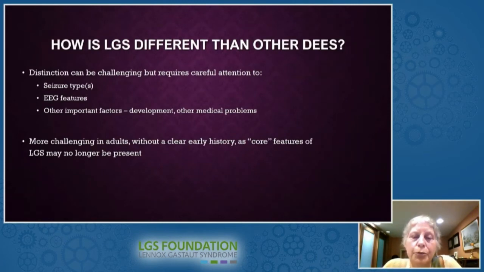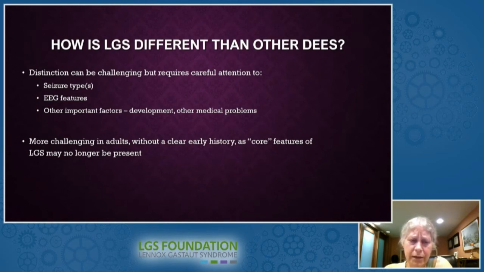So I just wanted to briefly end with a discussion on how this is different than other DEEs. And I think when you are seeing a young child with DEE, it's a bit challenging. First of all, there's lots of rare conditions that can lead to these DEEs, but also we know that this is a bit of a moving target, that oftentimes these DEEs evolve with time to other syndromes. So it is important that we pay particular attention to seizure types, to the EEG features, and then to the child's development and other medical problems.